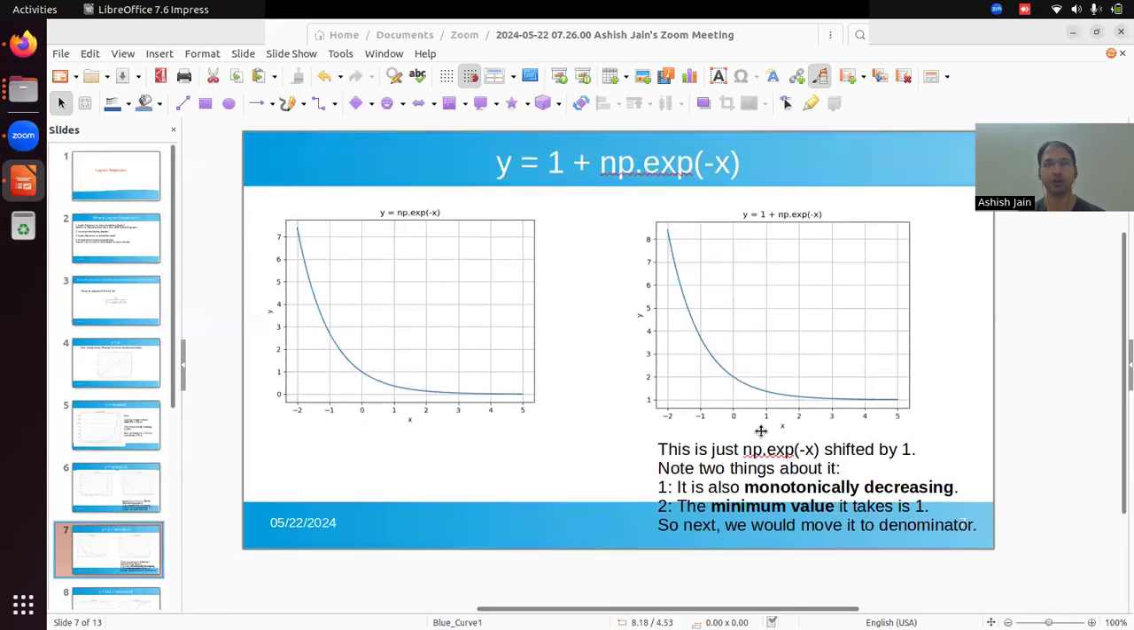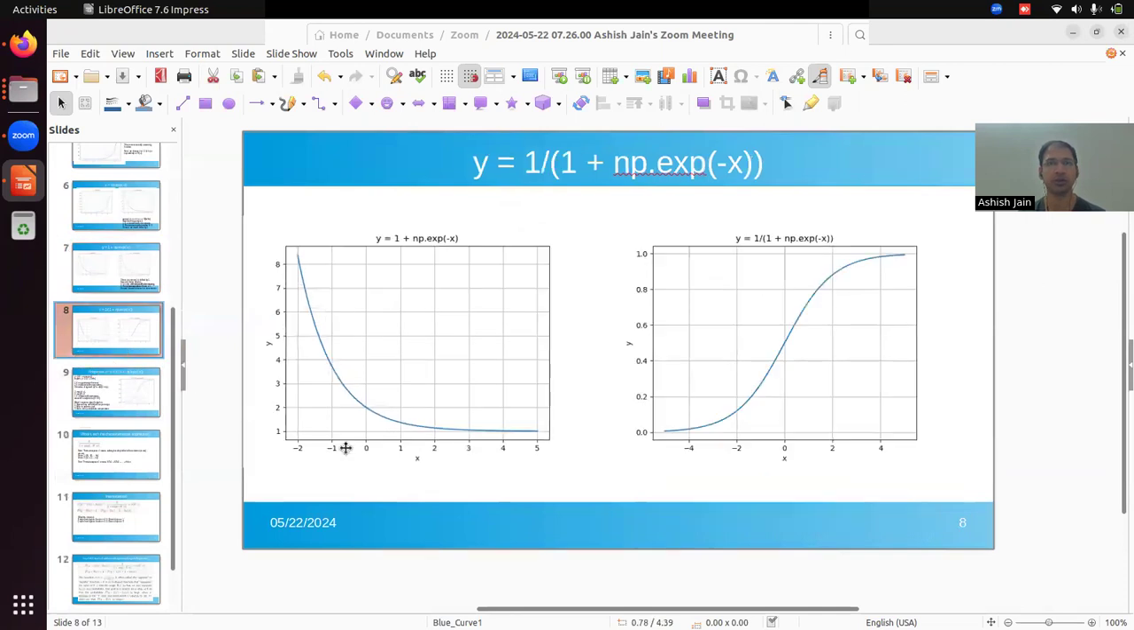So next, we would move it to the denominator. Once we move it to the denominator, we see that when the values of 1 plus exponential minus x were large, the values of the current function are small. When the values of 1 plus exponential minus x are small, equal to 1, this value becomes roughly equal to 1 and it never goes to 0.